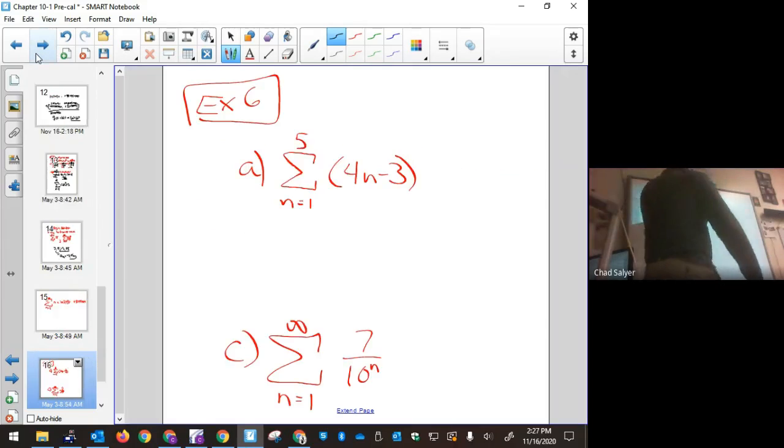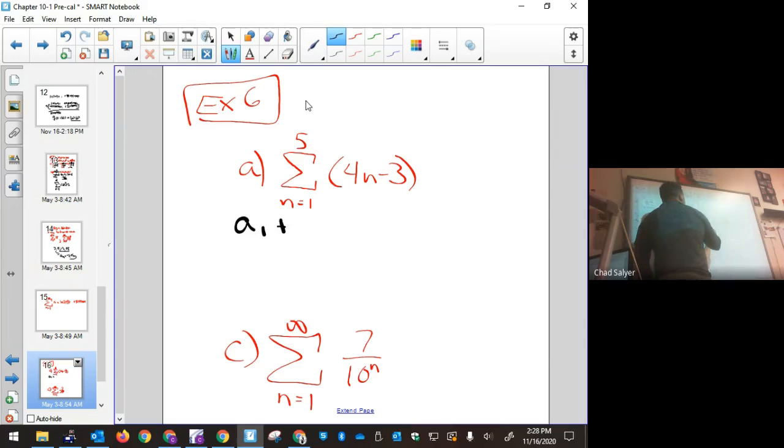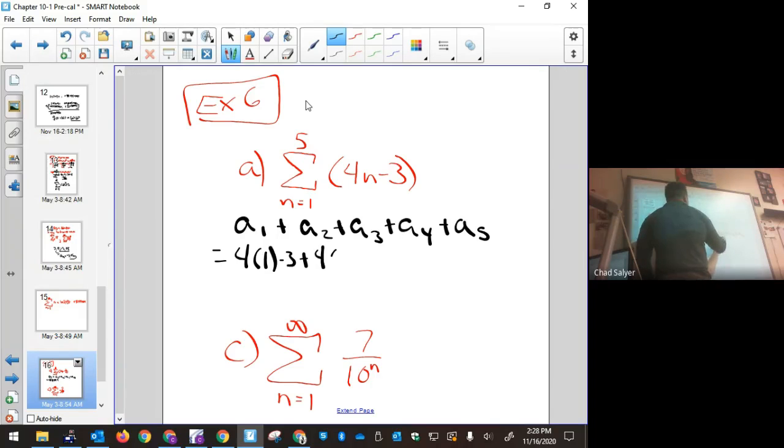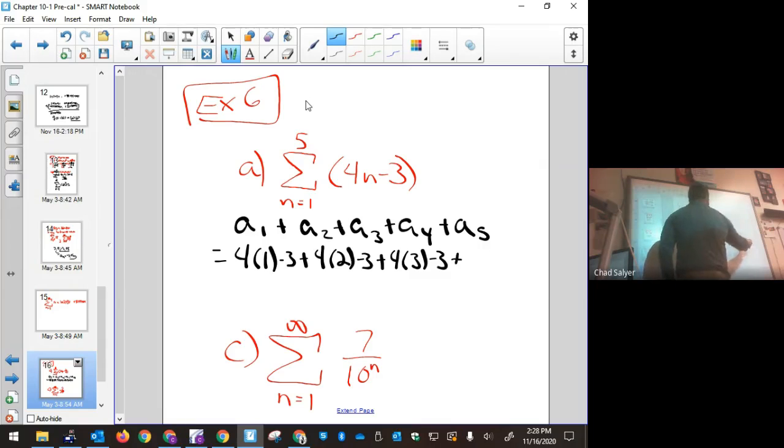All right, ladies and gentlemen, let's do a couple more of these. And I'll do this one by hand. You know, I like to make you at least endure one by hand. So, from 1 to 5 for this. So a sub 1 plus a sub 2 plus a sub 3 plus a sub 4 plus a sub 5. A sub 1, if I plug in 1, so that's 4 times 1 minus 3 plus 4 times 2 minus 3 plus 4 times 3 minus 3 plus 4 times 4 minus 3.